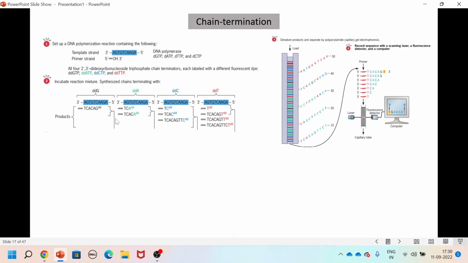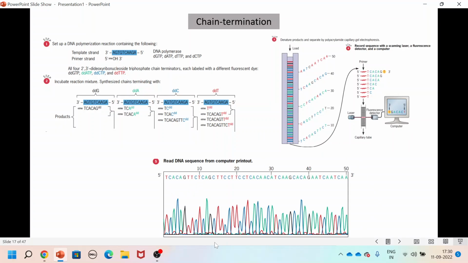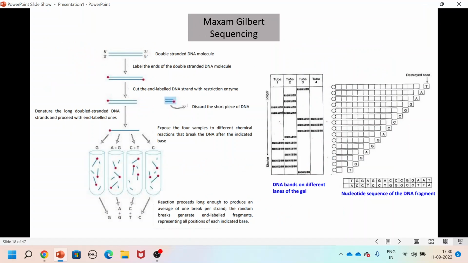So whenever there is a termination, a fluorescent signal is generated, and this fluorescent signal will be recorded. We'll get a readout something like this, and from this sequence we can see that, since all four different dideoxynucleotides have been fluorescently labeled with different fluorophores, based on the fluorescence we obtain, we can detect which nucleotide has terminated the chain. So the next is the Maxam-Gilbert sequencing.